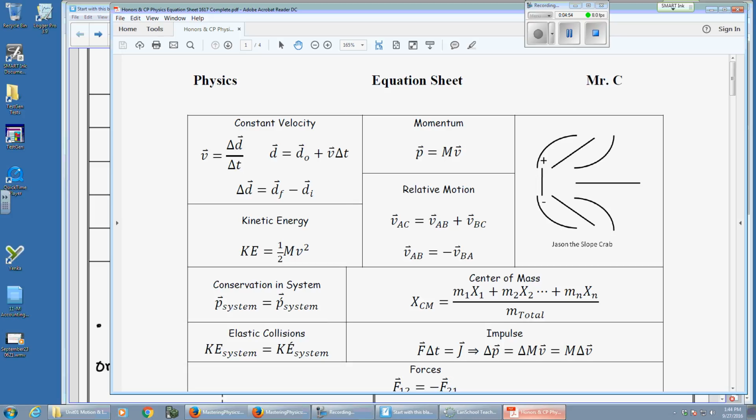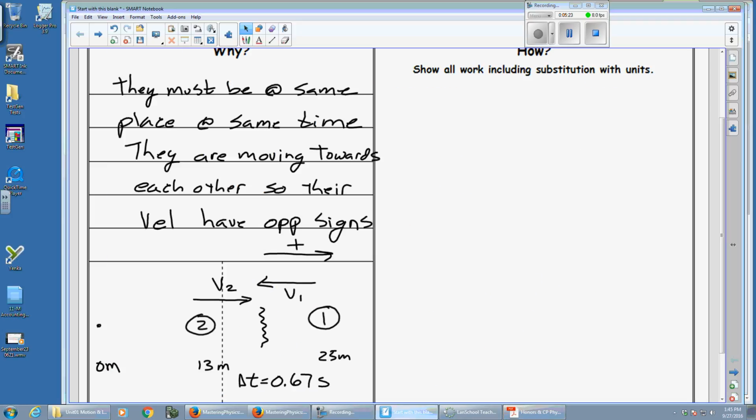The position I end up at, D, is where I started. That's what the naught means at the beginning, initial. And my velocity multiplied by my change in time. How did I know that that v was velocity? It's got the little vector symbol, right? So everything in there, the sign matters. So I'm going to use that equation back here. It's a good idea to write your equation.